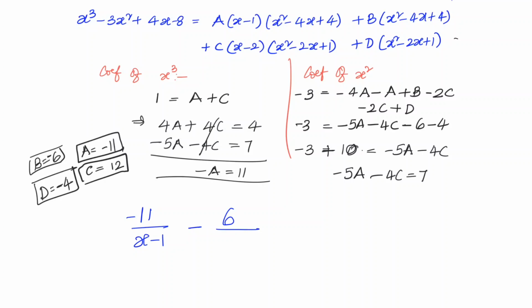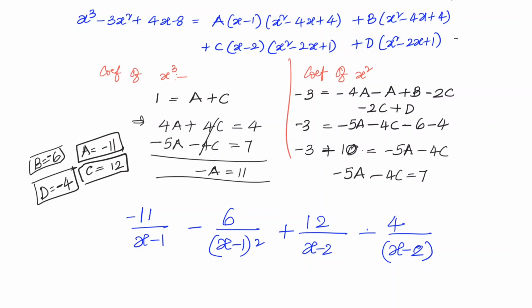Now it is the right time to go back and substitute the values of a, b, c, d so that we can write them in partial fractions. So the final answer will be minus 11 by x minus 1 minus 6 by (x minus 1) whole square plus 12 by x minus 2 minus 4 by (x minus 2) whole square.